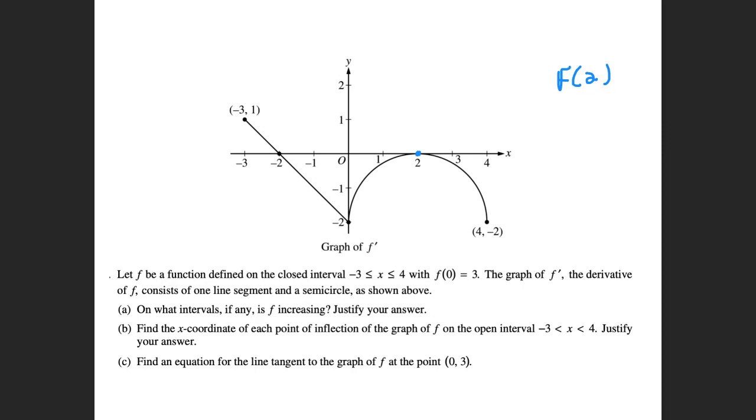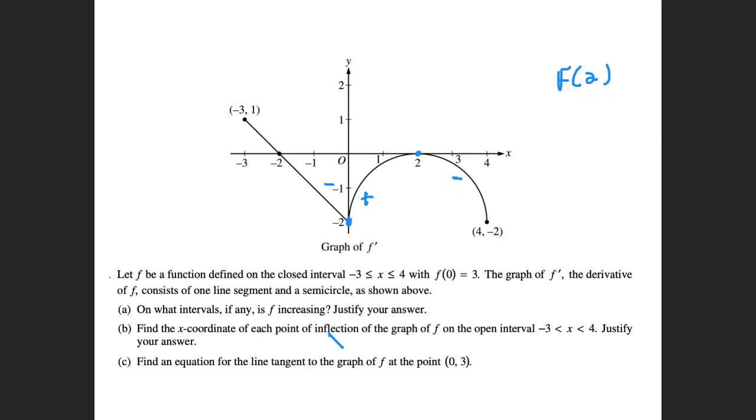X equals negative 2. Is that it? I would say x equals 2 is also a point of inflection. Why would I say that? Because points of inflection are where the derivative graph changes slope from positive to negative or negative to positive. Well, here I have negative slope, positive slope. Here I have positive slope, negative slope. So there are two points of inflection. X equals 0 is a point of inflection.